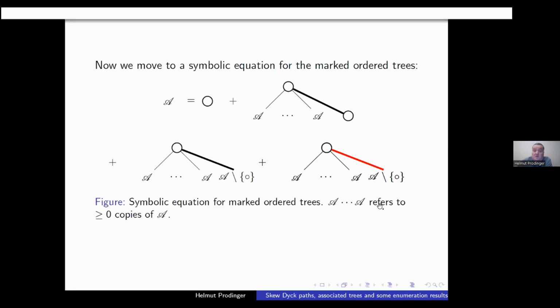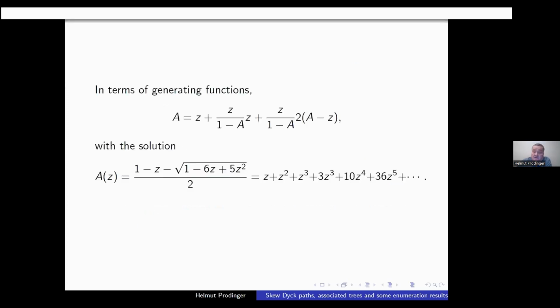And once one has a symbolic equation that Philippe Flajolet was very fond of, then you can translate this into a generating function and do this one with A, and this time z counts the number of nodes and not the number of edges. But this is just one more than the number of edges. And one gets a quadratic equation and solves this and expands this, and one sees the numbers 1, 1, 1, 3, 10, etc. So it's shifted because we count the nodes. But we can do better than that.